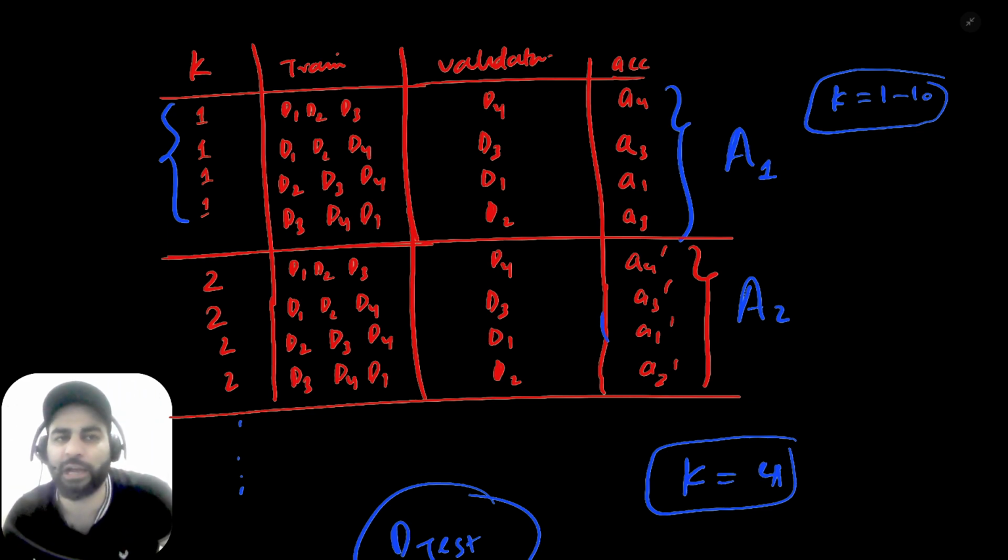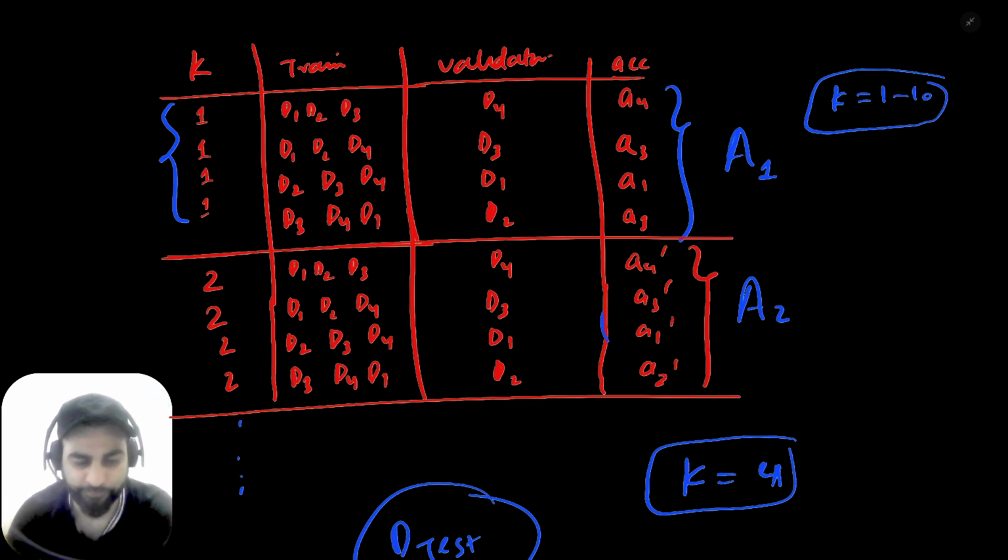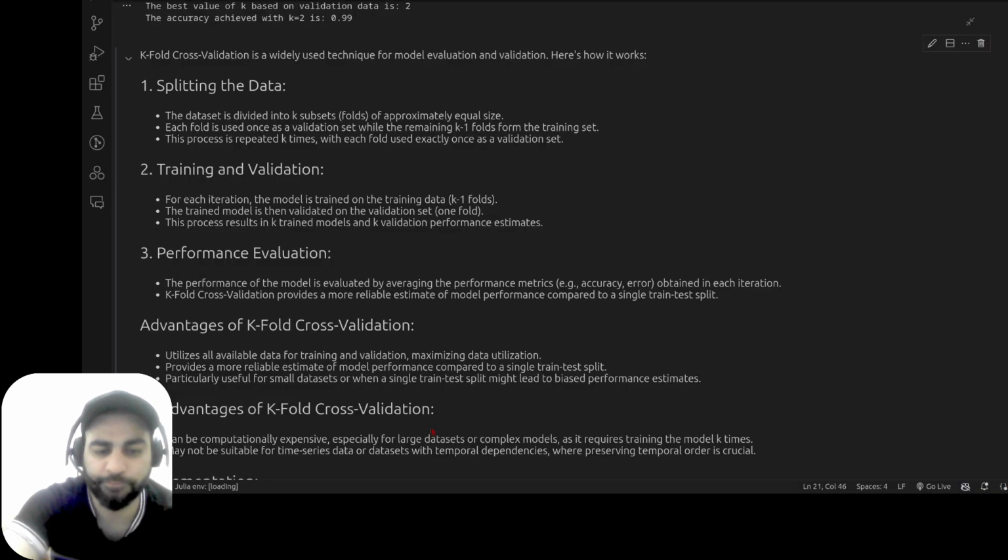And at the end we have this D test, which was completely unseen. Then we'll evaluate our model based on that. Is it clear? Yes, sir. If it is clear, let me show it in the code, and I'll sort of give you a walkthrough through the code.